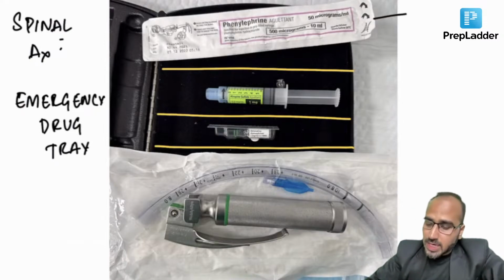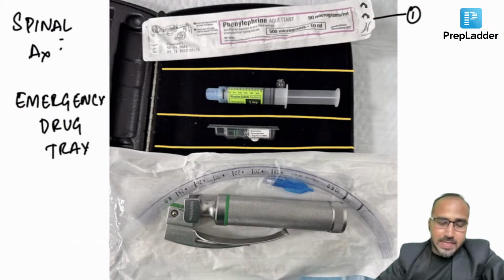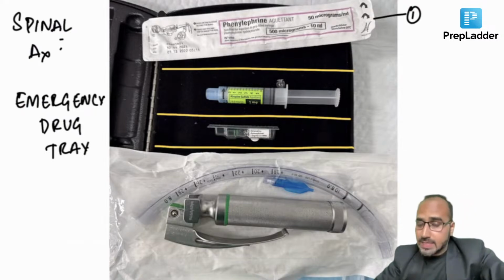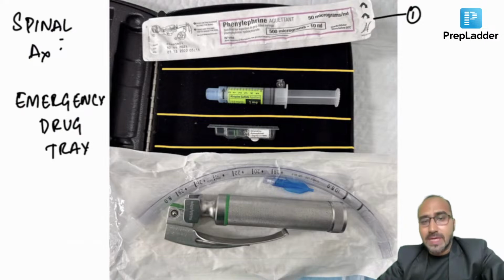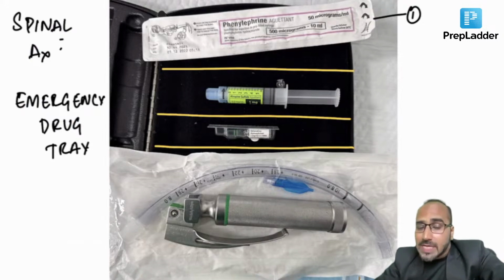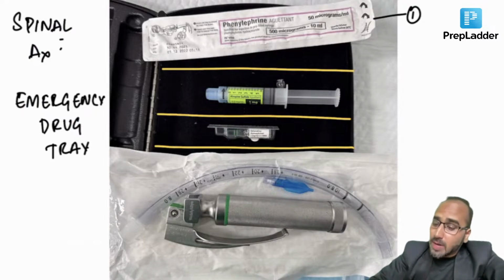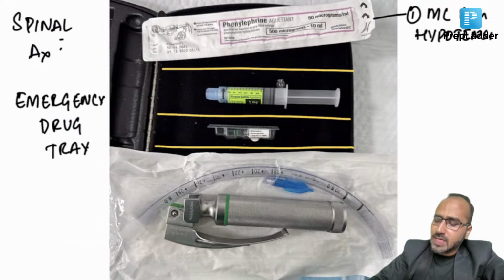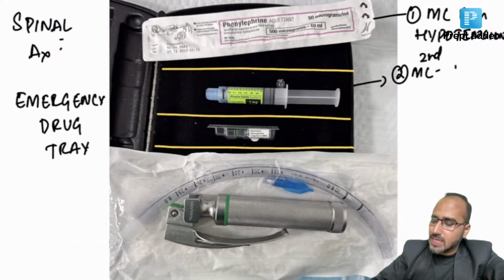In the first column, as you see, what have I kept? Phenylephrine. This emergency drug tray can be used for any surgeries, but normally I use it for spinal anesthesia, and also for general anesthesia. But in spinal, why am I keeping phenylephrine first? Because the most common complication of spinal anesthesia is hypotension, which can be easily managed with phenylephrine. The second most common complication is bradycardia. For that, you keep atropine.